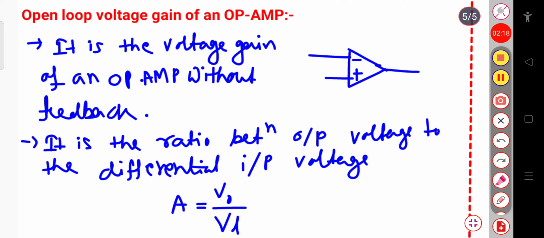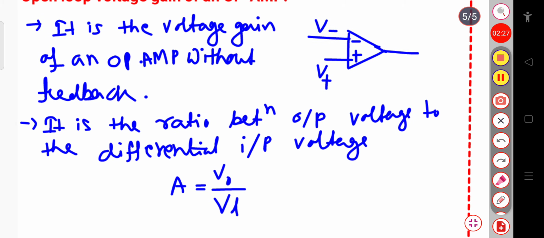And if I symbolize the voltage across the non-inverting terminal as V plus and across the inverting terminal as V minus, then simply the differential voltage VD is equal to V plus minus V minus. So this can be written as VO divided by V plus minus V minus. This represents the open loop voltage gain of an op amp.